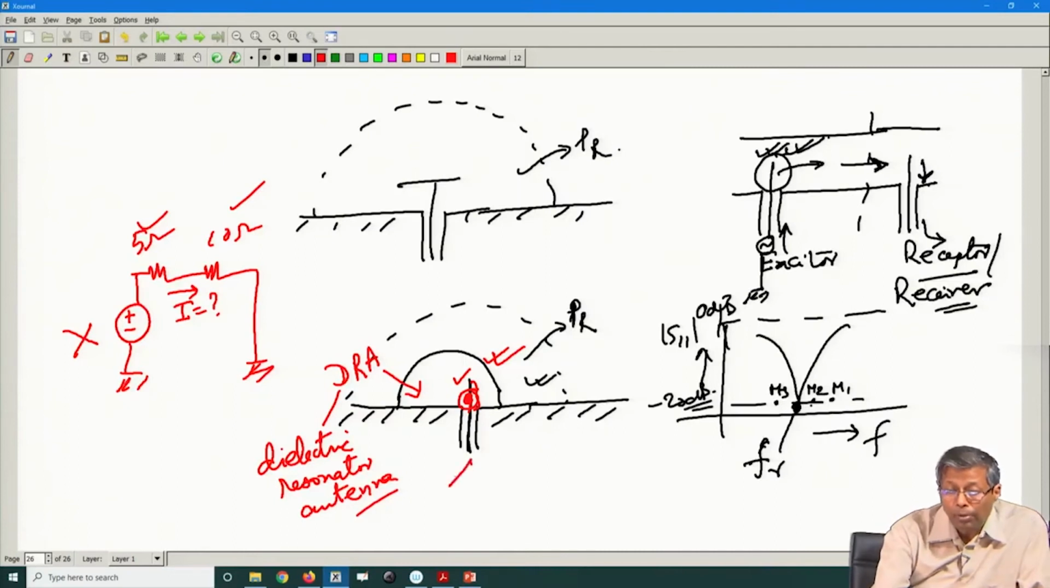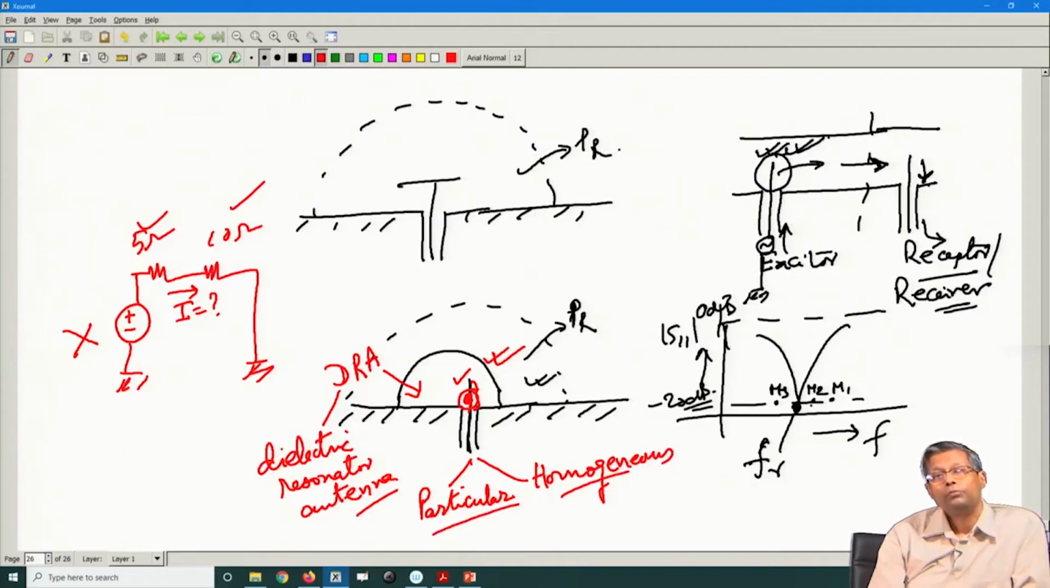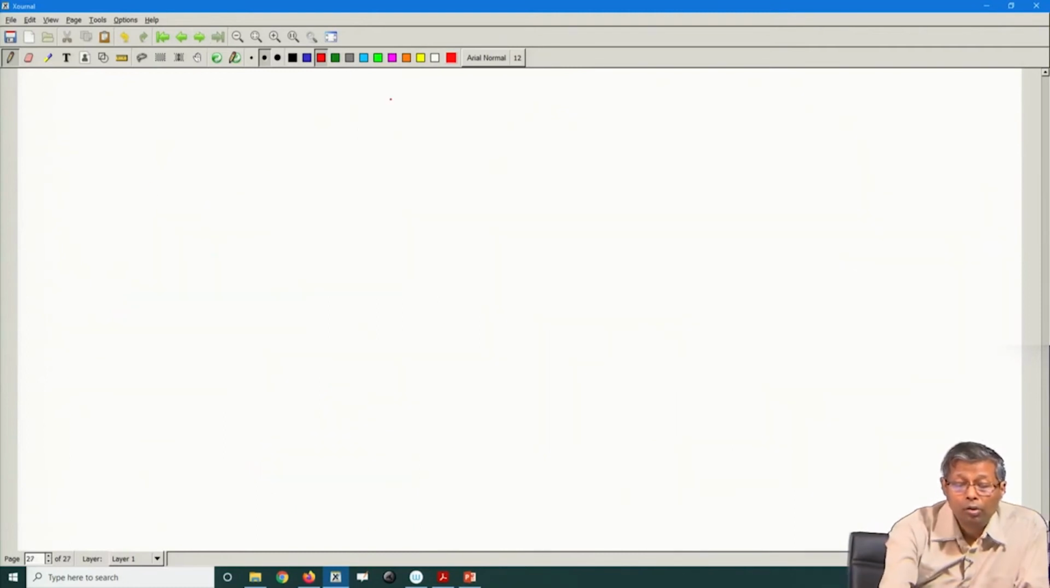And we break up the problem into two parts. One is called the particular part, another is called the homogeneous part. The particular part is the part where I have only the source present.